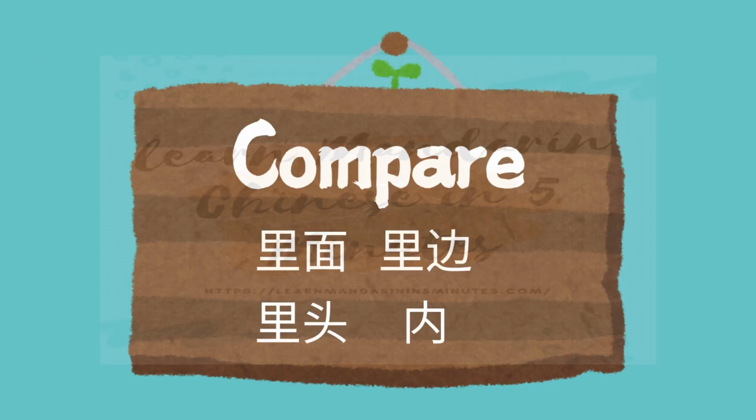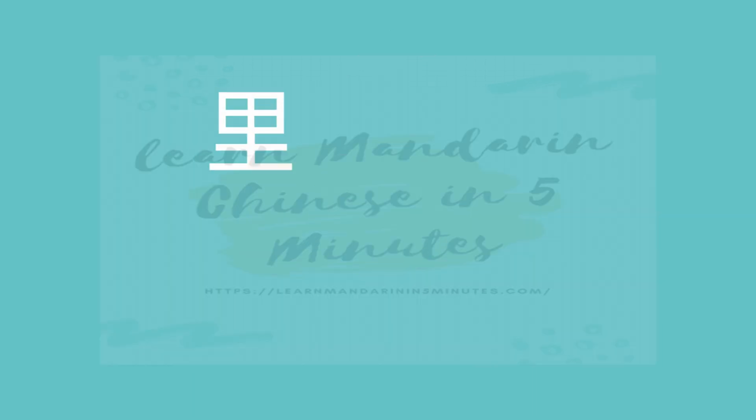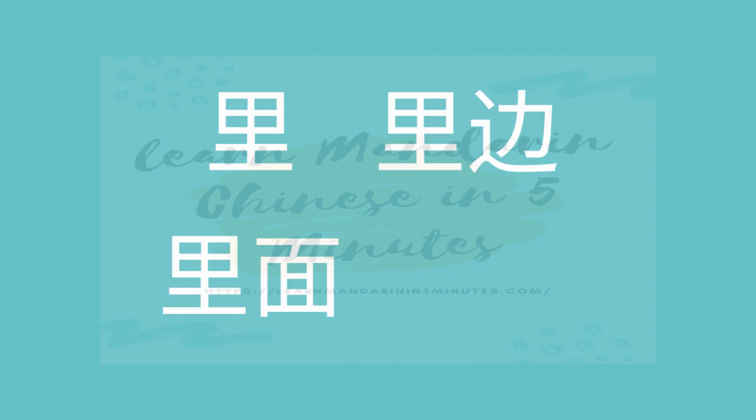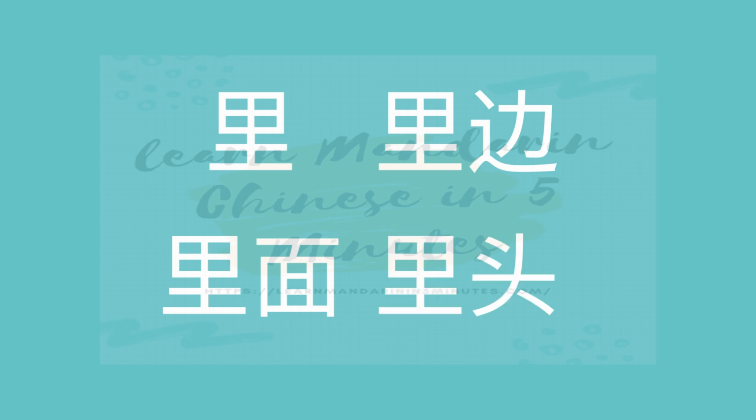Let us now compare these four terms and see whether they are interchangeable. The Chinese terms 里边, 里面, and 里头, although they all mean inside, they differ somewhat in their meaning and nuance. The following explains how to use each of them.